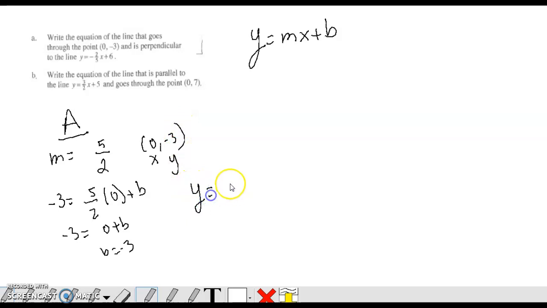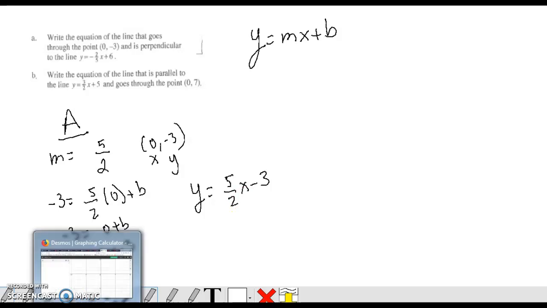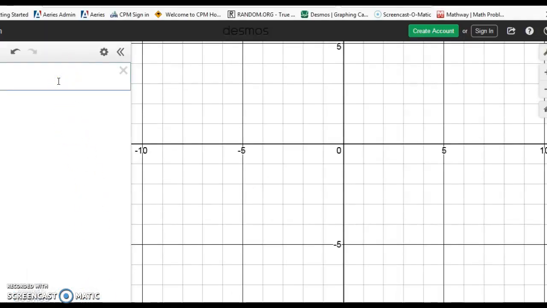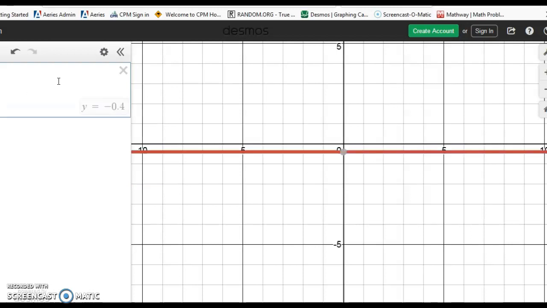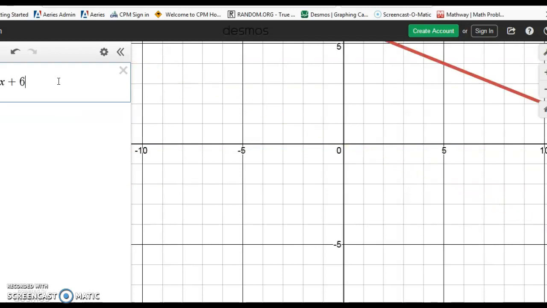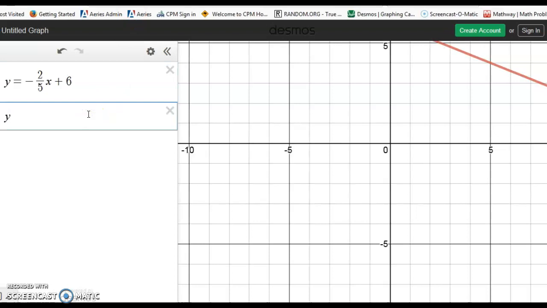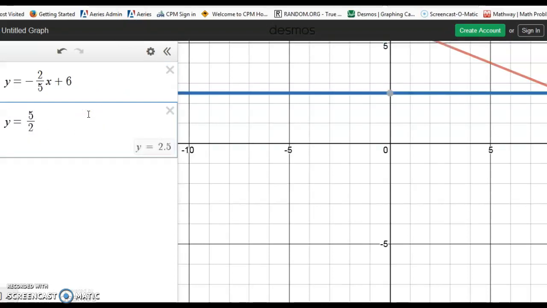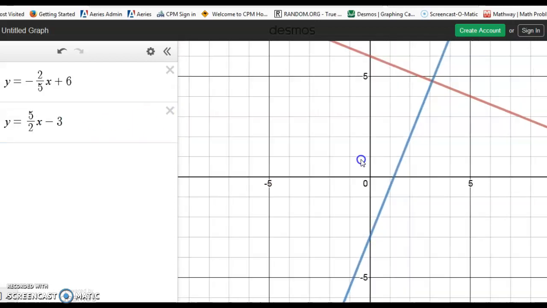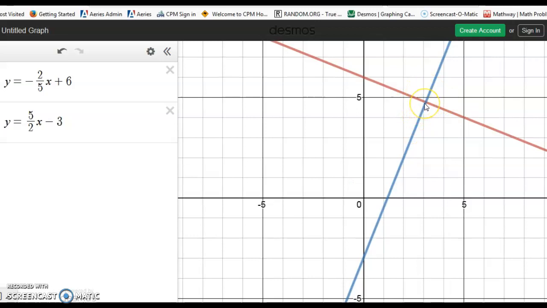So my equation should be y equals 5 halves x minus 3. If I take this original equation, which was y is equal to negative 2 fifths x plus 6, so you can see that right there, and then y is equal to 5 halves x minus 3. If we graph these two lines, you're going to notice at the point of intersection, which is not going to be at an integer, it is going to make a 90-degree angle. So again, that's how we can double check that everything is right.